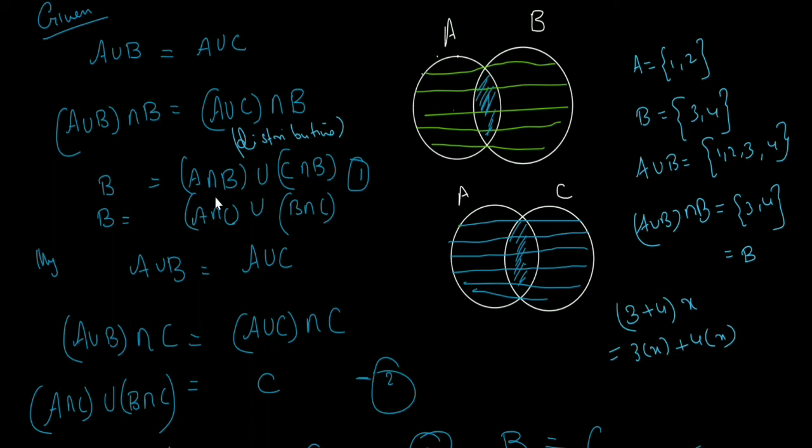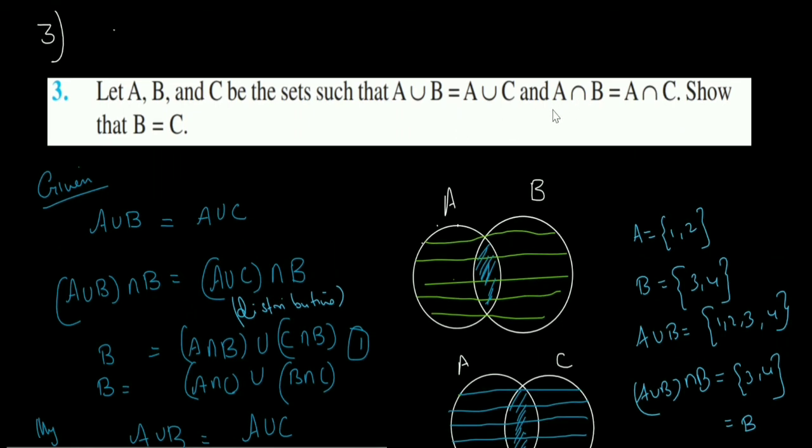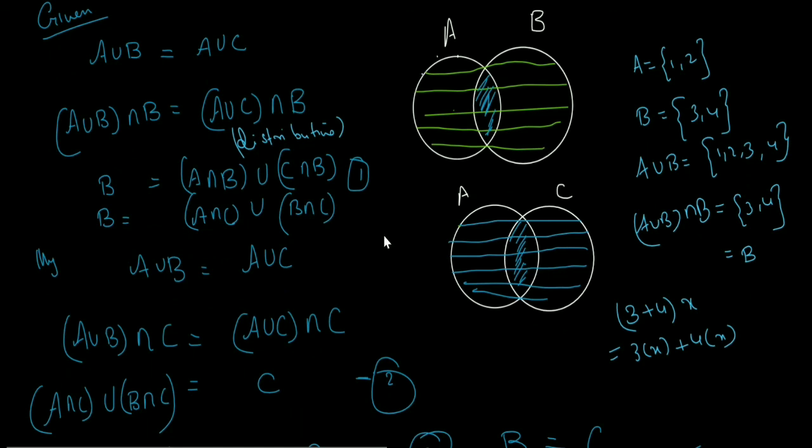Now, it is given A intersection B is equal to A intersection C. So just replace that A intersection B with A intersection C because it is given. Union C intersection B, B intersection C, both are same. Take this as equation 1.